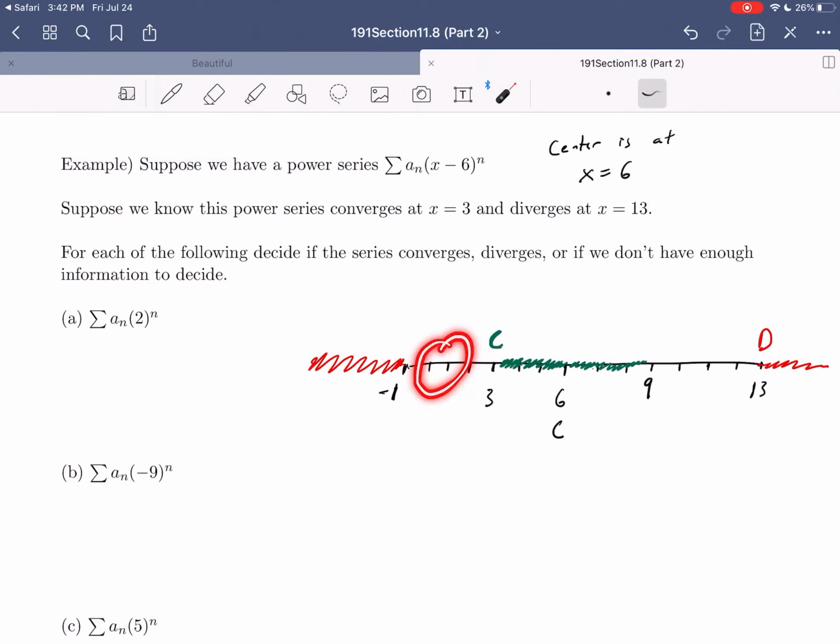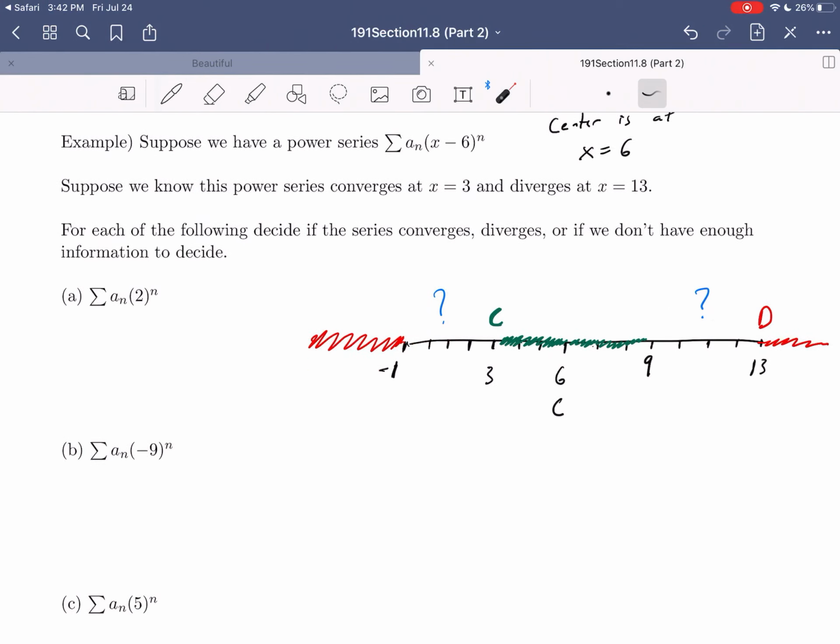Now, what about in these sections? Well, unfortunately, these are going to be areas where we don't know what's going on. We don't have enough information because they're further than something that converges, but they're closer than something that diverges. So unfortunately, these are going to be sort of no man's land. We don't actually have enough information there. Okay, so let's take a look at this.